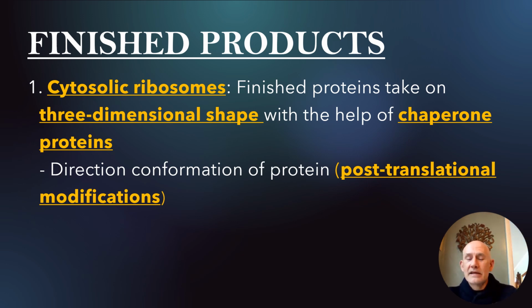Cytosolic ribosomes make proteins for the cytoplasm, and so there are chaperone proteins.